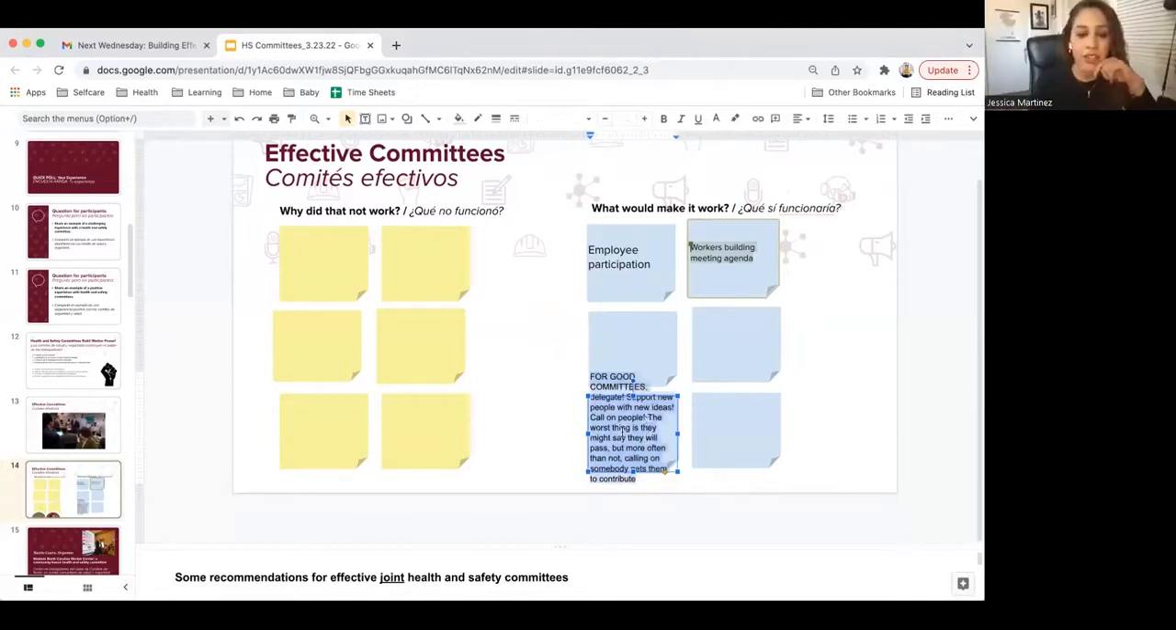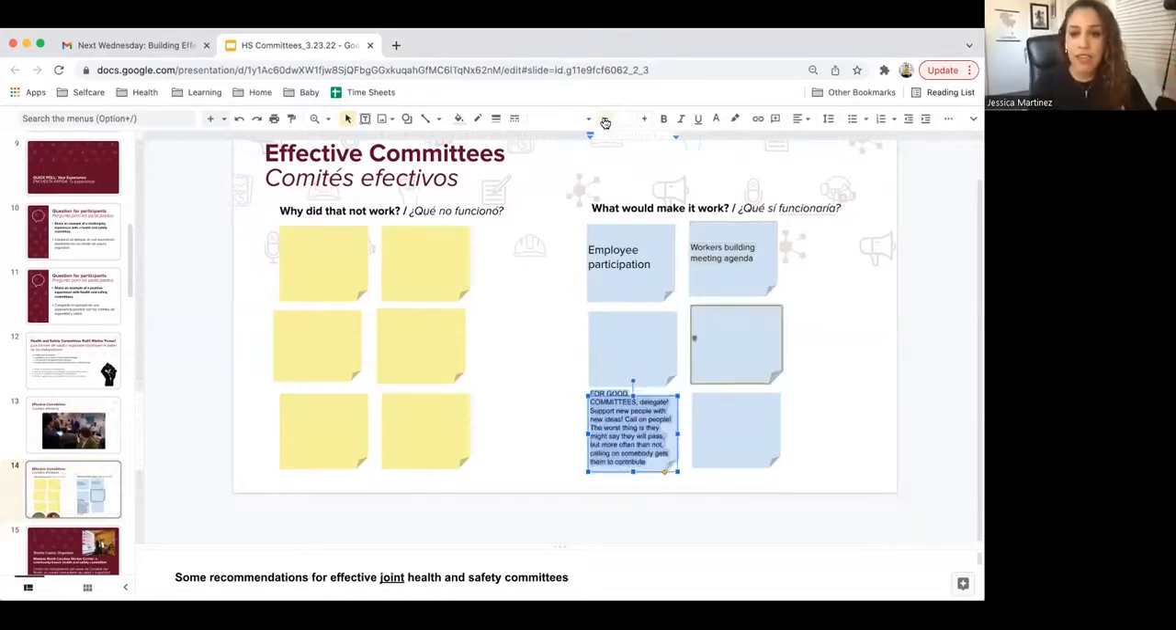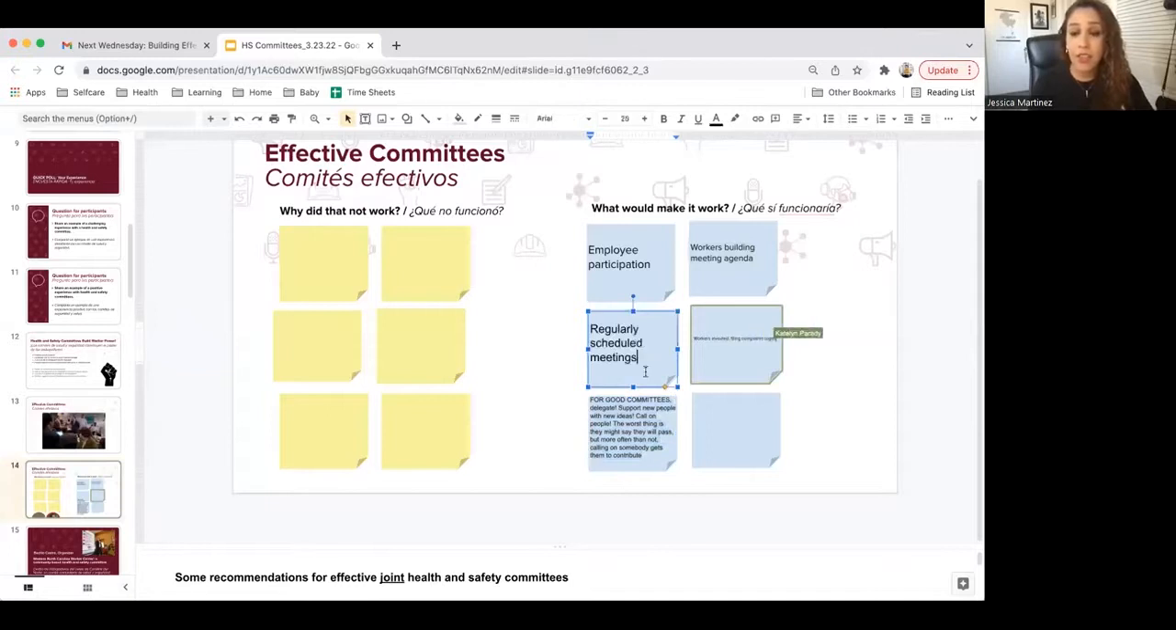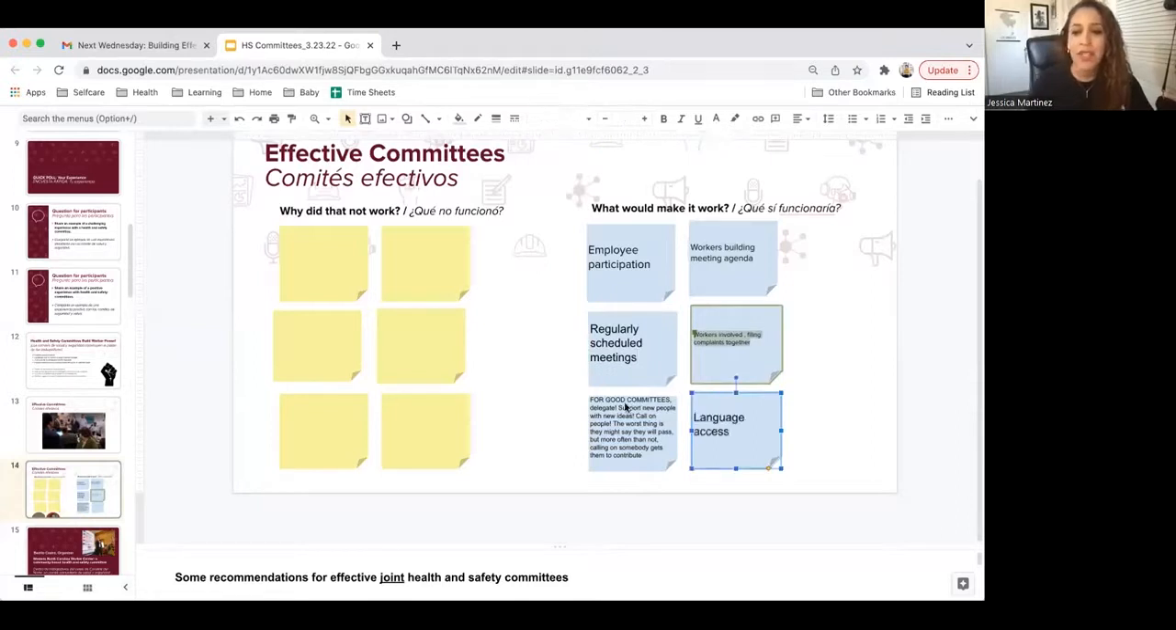Excellent. Thanks for sharing, Silvia. Either effective or ineffective qualities of a committee. I do see some comments in the chat. Thanks, Kenneth. I see for good committees, it's important to delegate, support new people with new ideas, to call on people. The worst thing is they might say they will pass, but more often than not, calling on somebody gets them to contribute. That's also important.